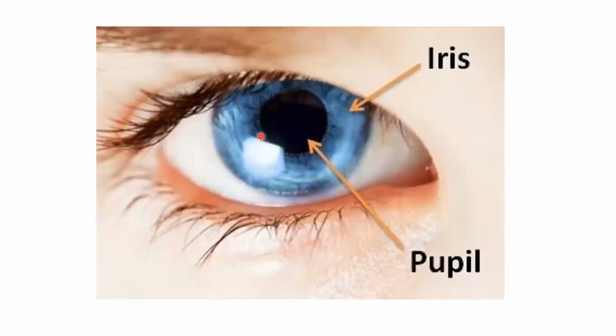Because what's the purpose of the iris? The iris gives the eye what? Color. The iris gives the eyes color. Okay, so let's try the pupil.